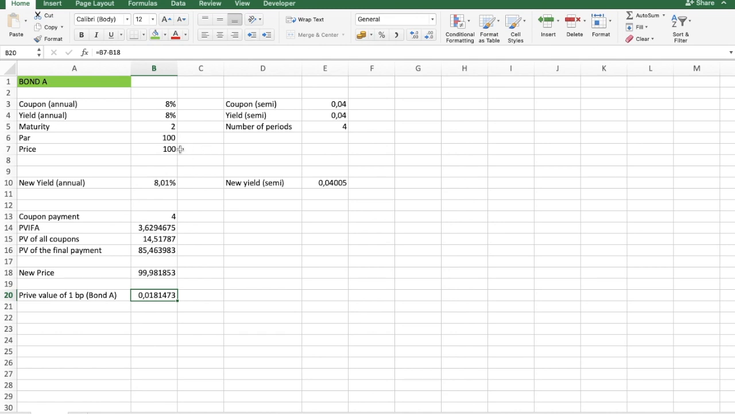Consequently, the price has decreased, see the opposite direction, from $100 to $99.982 approximately. So this means that the value of 1 basis point for bond A is equal to 0.0181. Now let's do the same thing for the bond B.